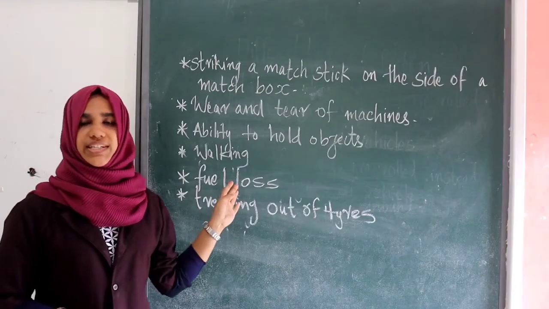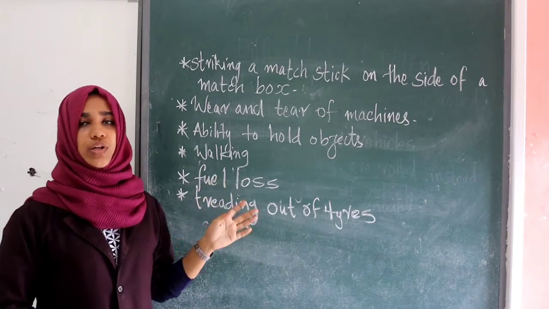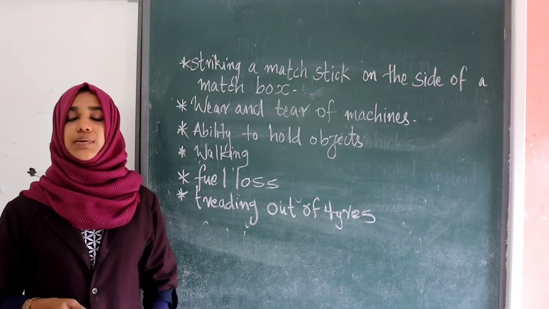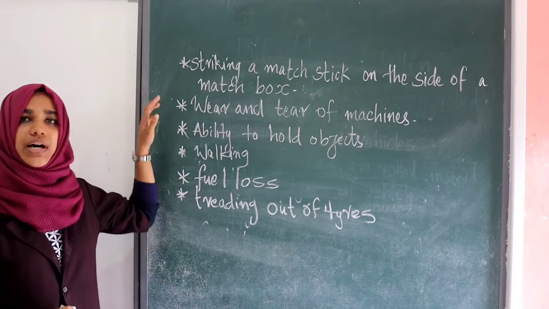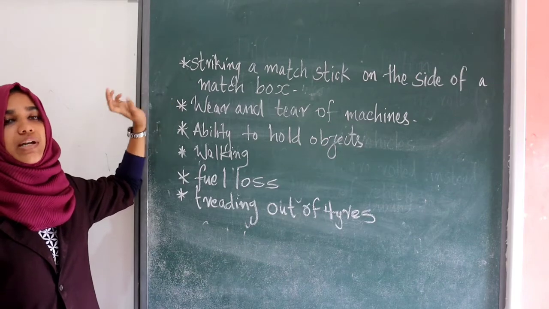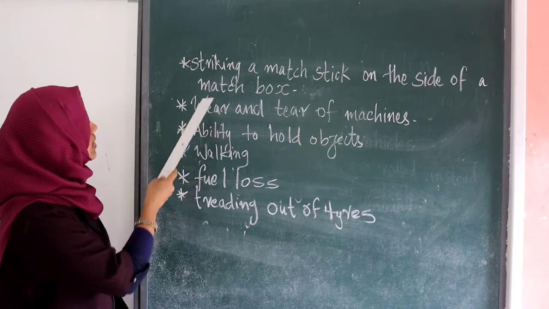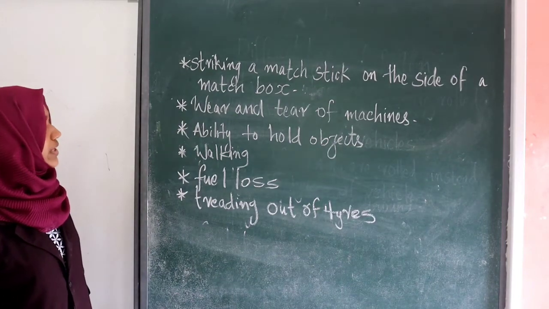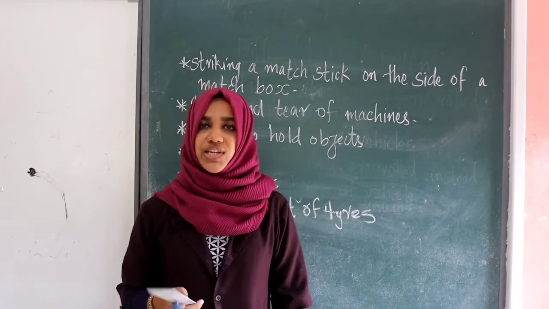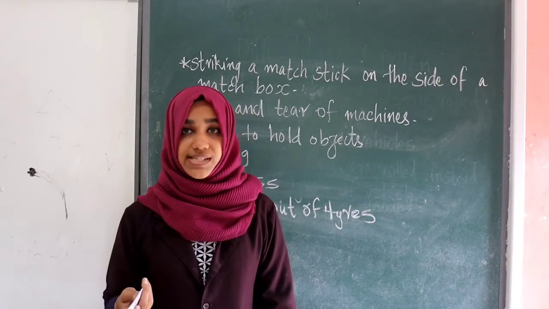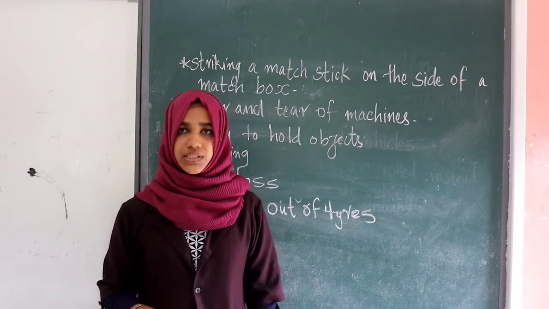Look at here. Here you can see some situations in which friction is beneficial or not. In some cases friction has both advantages and disadvantages. Here I am marking beneficial with a tick mark and non-beneficial with a cross mark. In the first case, striking a matchstick on the side of a matchbox, is friction beneficial or not? Friction is beneficial, because if there is no friction, the matchstick can't burn.